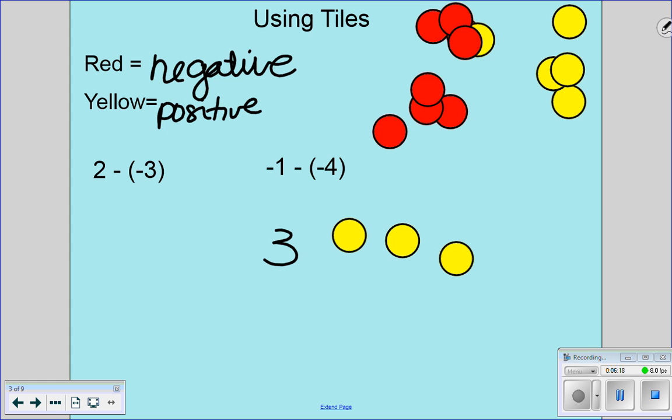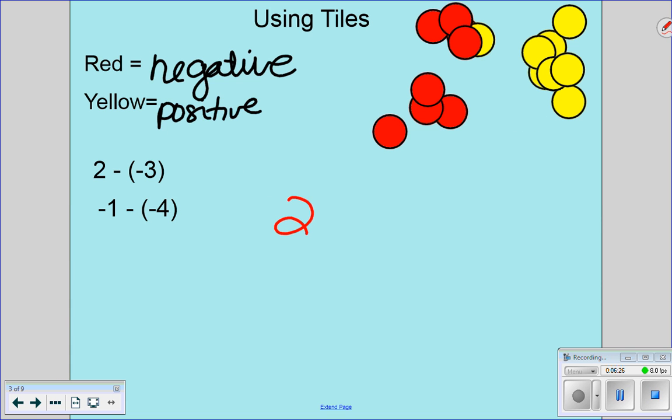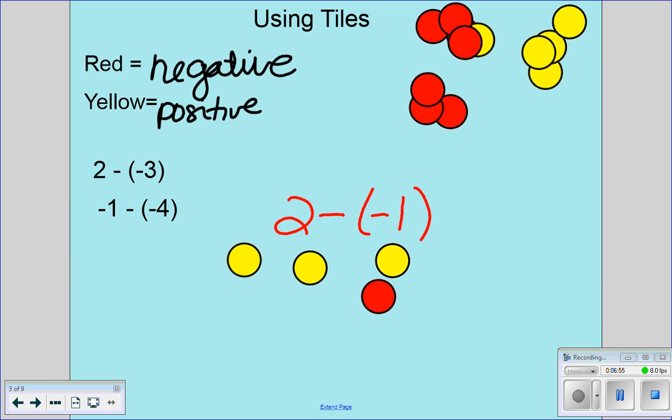Let's do one more, and then we're going to talk a little more about it. Let's do 2 minus negative 1. Okay, so what am I going to put on my board? 2 what? Reds, yellows, greens, blues. I'm going to put, Maddie, 2 yellow. It tells me to take away a negative 1. Do I have a negative 1? Nope, so I'm going to add a 0 pair. Now I have a red I can take away. And what's my answer going to be?